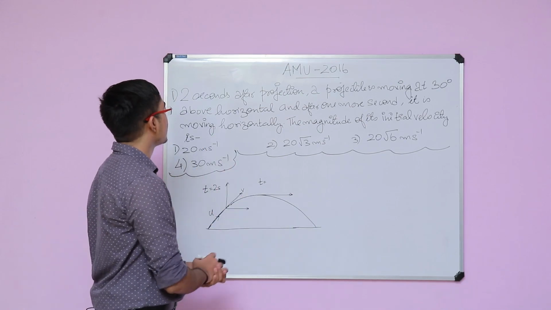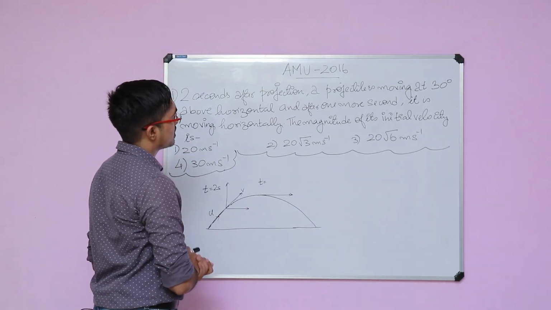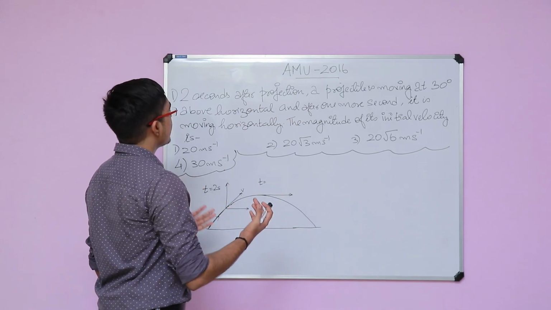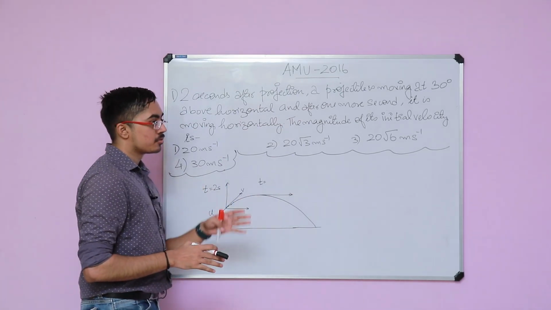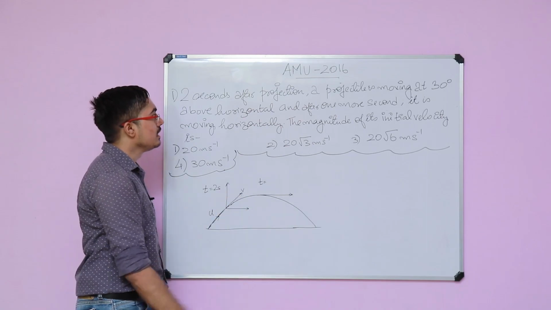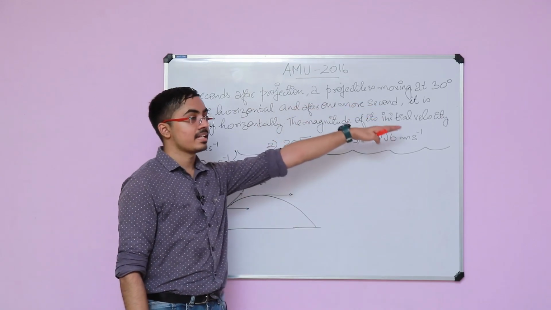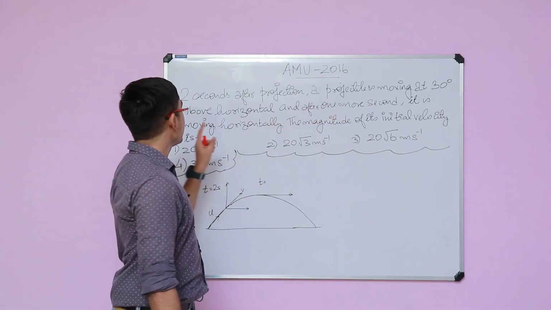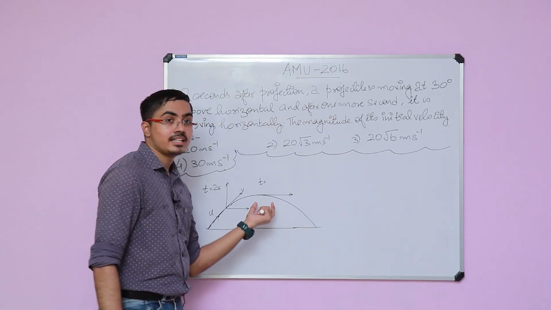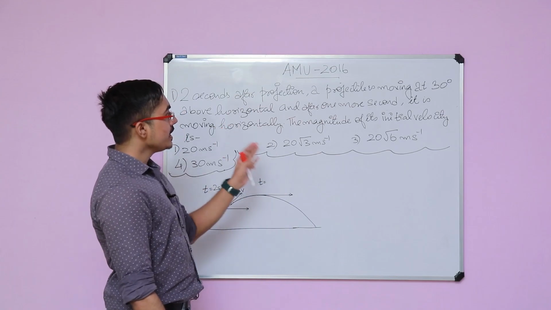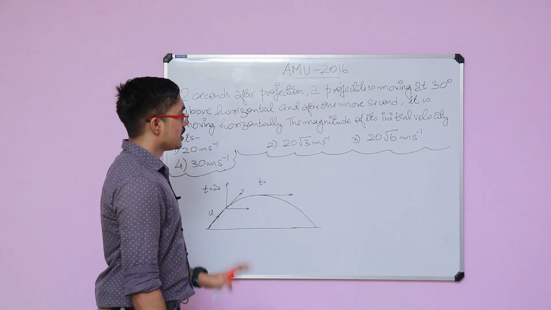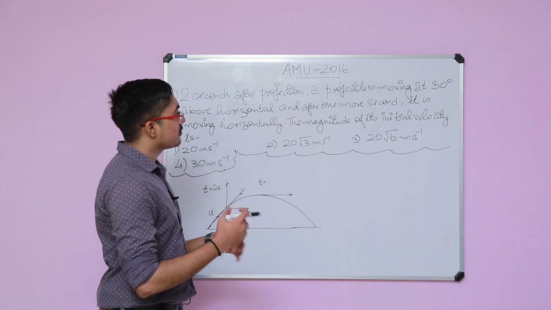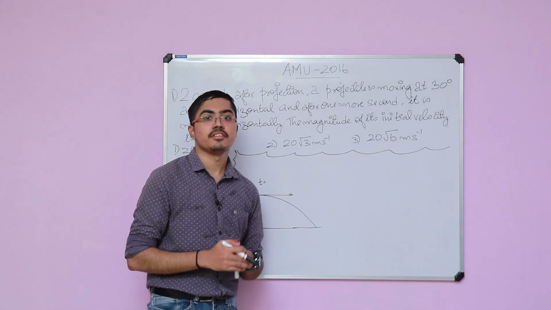So we will read through this question first. 2 seconds after projection, the projectile is moving at 30 degrees above the horizontal. So towards the horizontal it is making an angle of 30 degrees, and after 1 more second, that means 2 plus 1 equals 3, at the 3rd second it is moving horizontally, that means it is at the topmost point. The magnitude of its initial velocity is. This is a moderate difficulty level question.